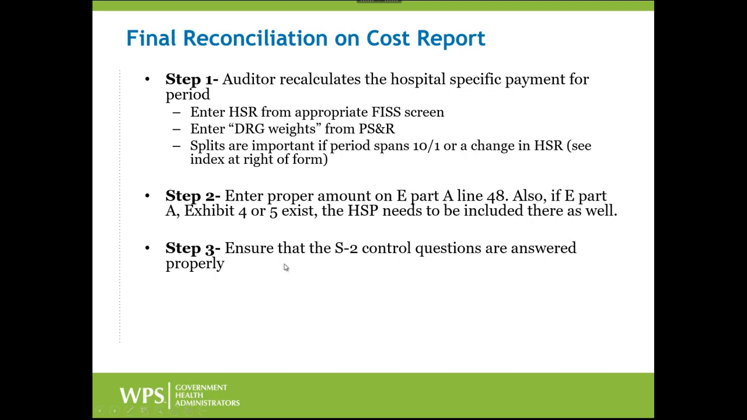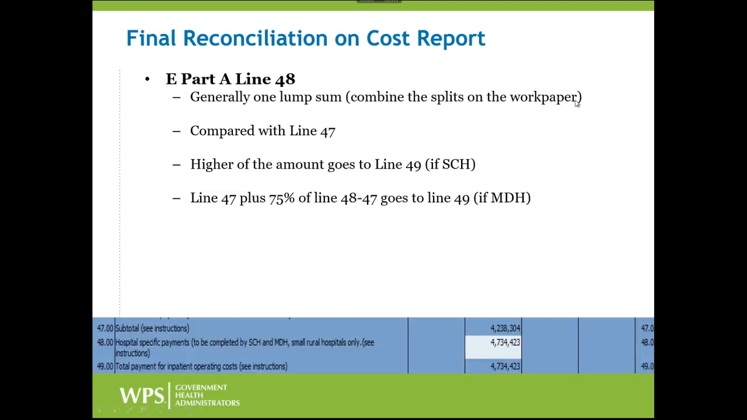And step 3 is to ensure that the proper S-2 control questions are answered. Basically, they ask, are you a sole community hospital? Are you a Medicare Dependent Hospital? And how many periods throughout the year were you each of those types? In other words, did you start out as a regular acute and then get sole community hospital status midway through the year? Or did you lose it midway through the year? That would require different columns on the cost report. So when we see the work papers in just a bit, there's generally one lump sum we'll talk about because we're bringing everything together in one column for the comparison.